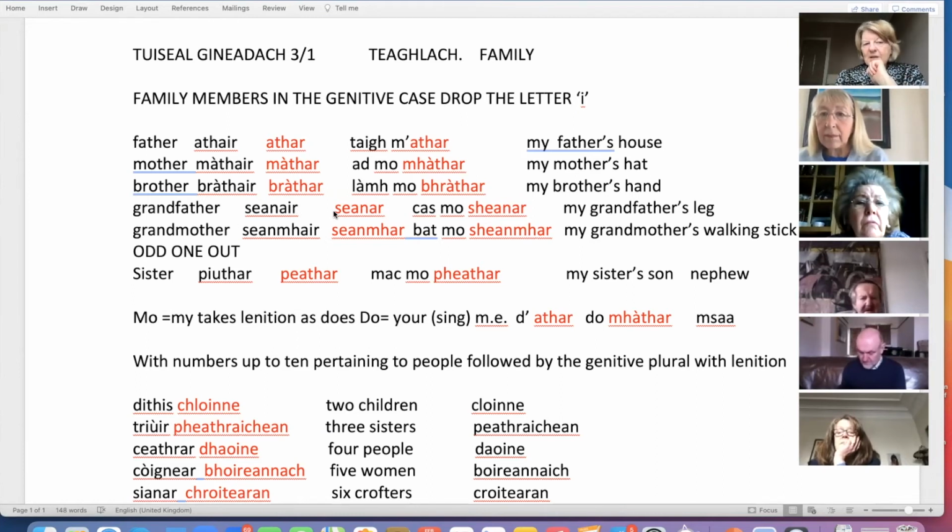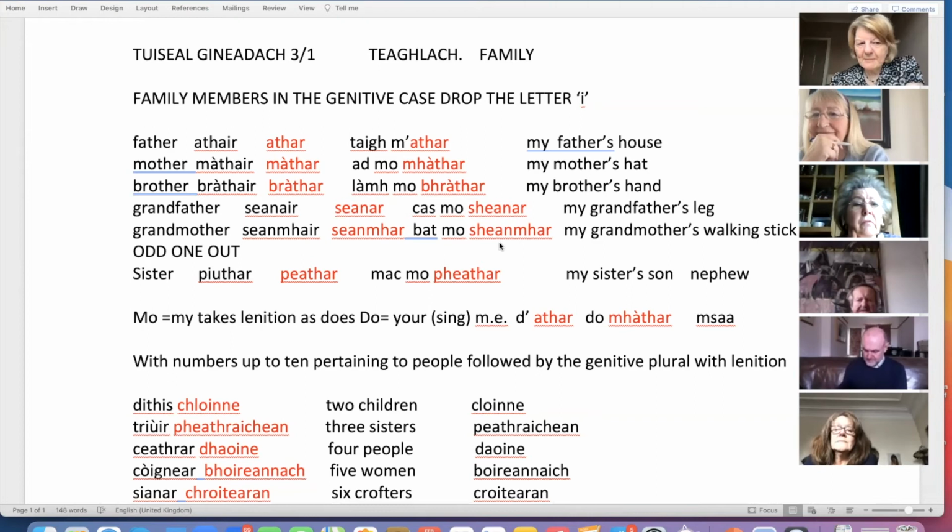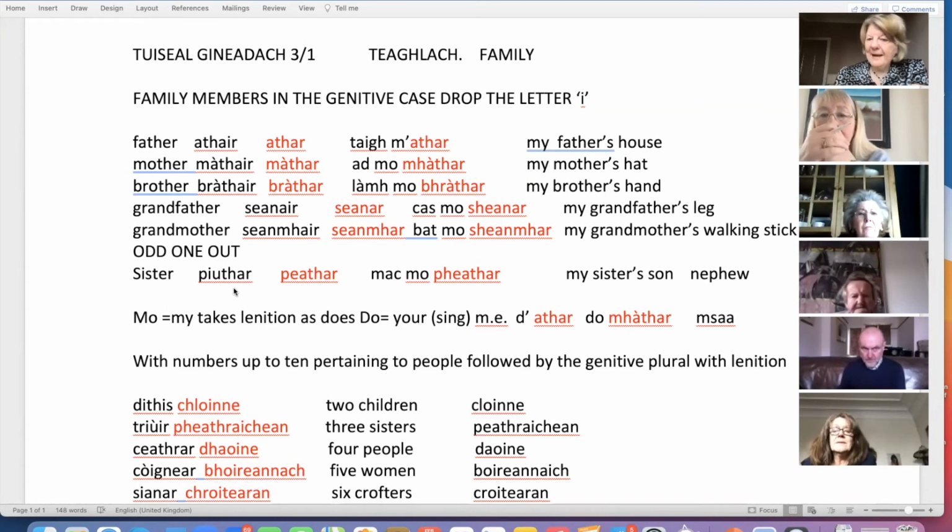Seanair becomes seanar. Cas mo sheanar, my grandfather's leg. Leg of my grandfather. Bata mo sheanar. But the odd one out is your sister. And your sister, if you notice, all of these, athair, màthair, bràthair, seanair, they all end in AIR, but your sister ends in AR. So she then changes to phiuthar.